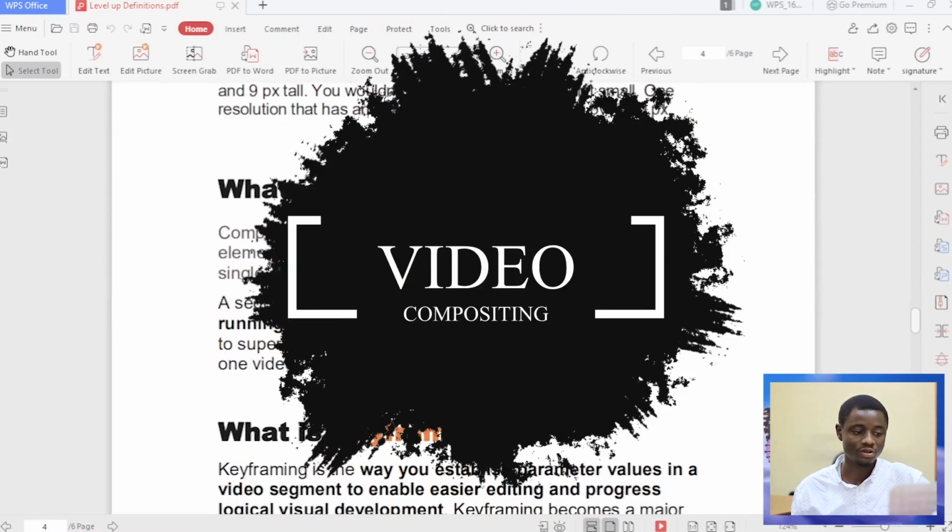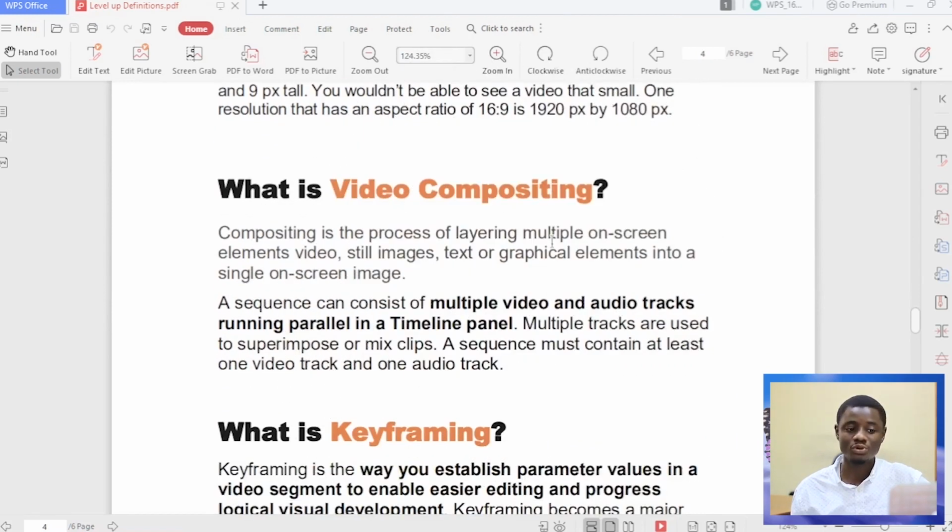Then we have video compositing. Compositing is the process of layering multiple on-screen elements, video, still images, text, or graphical elements, into a single on-screen image. So it's adding different images together. We're going to see more of that, but know that a sequence can consist of multiple video and audio tracks running parallel in a timeline panel. Multiple tracks are used to superimpose or mix clips. A sequence must contain at least one video track and one audio track.